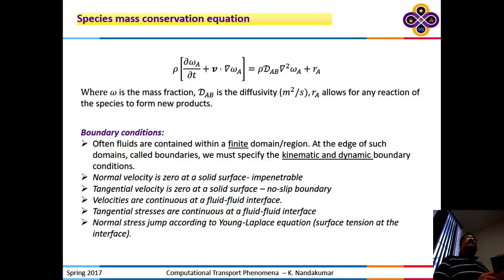If it is a rigid sphere that is fixed and the liquid is flowing past it, then the velocity will be zero on that surface. But if it's a fluid sphere, the velocity will be continuous. That's all you can say. You don't know what the velocity is. You have to find that as part of the solution.